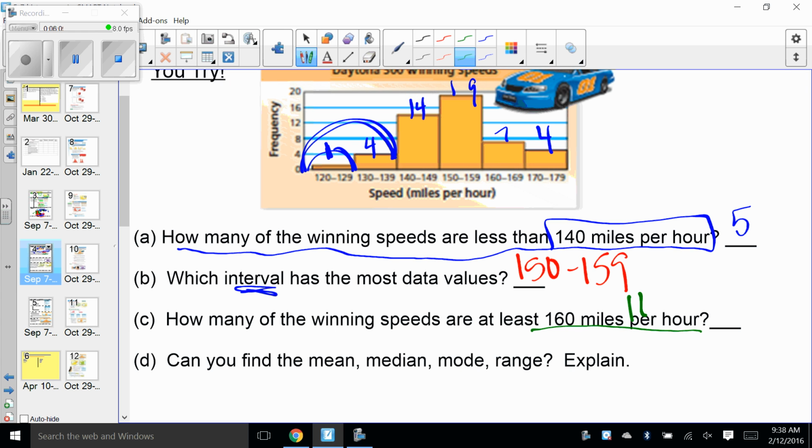All right, so how many of the winning speeds are at least 160? So 160 and more. How many? So here's 160 and more, which would be all of these. So that would be 11 of them.